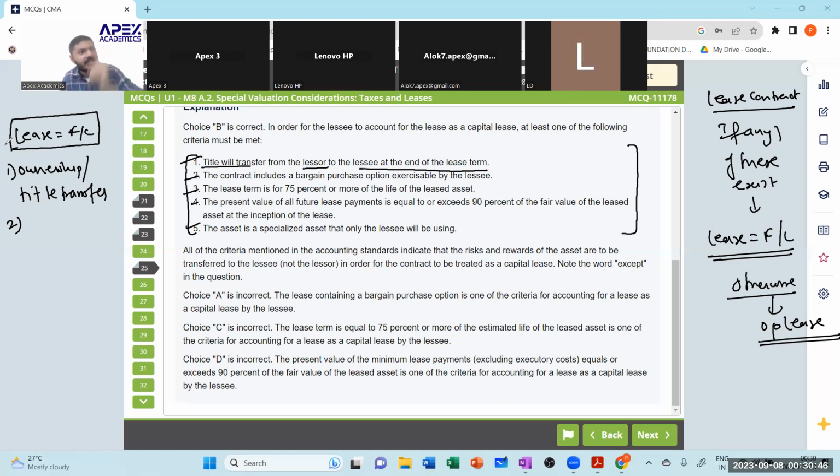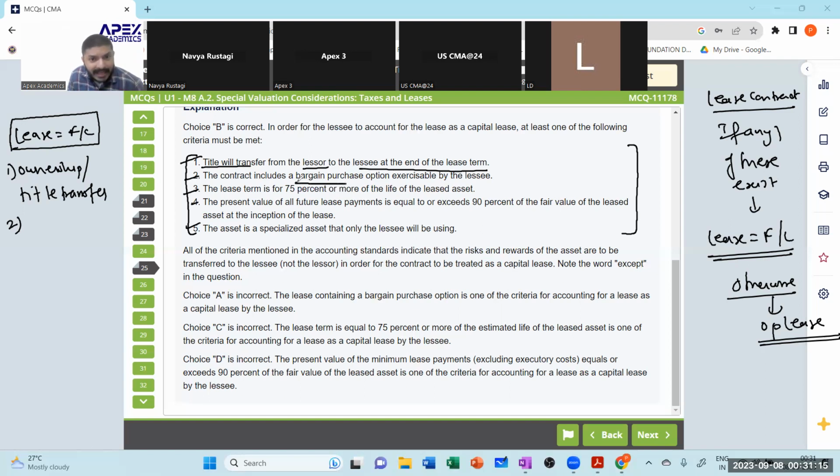What is the first point? Ownership or title transfer. Unmute everybody. I want everybody to unmute. Doesn't matter where you are, unmute. Say ownership/title transfer. Say these words. Say it, I'm waiting. Ownership/title transfer. What should be there for it to be finance lease? Ownership/title transfer.